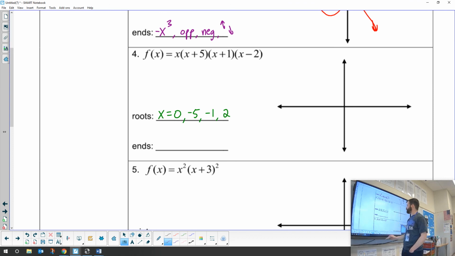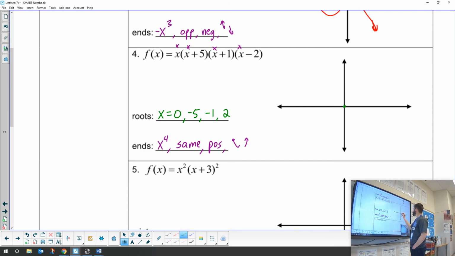Now my endpoints. We have 1x here, 1x here, 1x here, 1x here. So how many x's do I have? I have x to the 4th. So that means that we're going to open in the same direction. It's positive, and so it's going to open up like this and up like this. Okay? So put our roots on here.